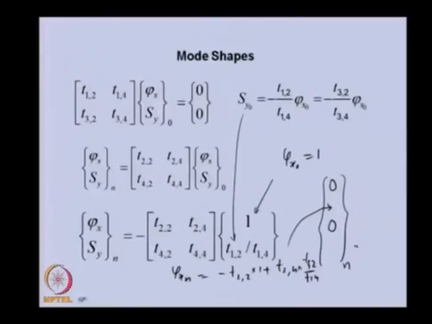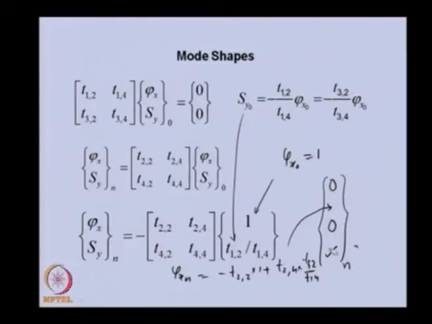Now the shear force will be given by this. So T42 into 1 and T44 into this term will give us the shear force. So we know the state vector at the nth station completely, and once we know the state vector at one station completely, we can use the transfer matrix to transfer the state vector back from one station to another. So we need to know only the state vector at one location.